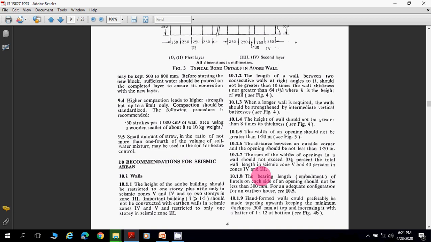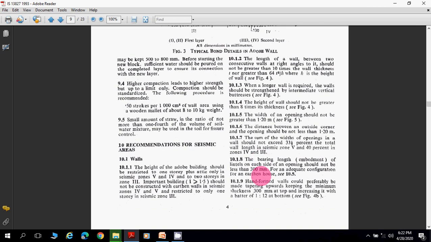The length of wall should be restricted to 10 times the wall thickness, or it should not be greater than 64 t squared by h, where t is the thickness of wall and h is the height of wall. This is the recommendation. If a longer wall is required, then the wall should be strengthened by providing intermediate vertical buttresses. The height of wall should be restricted to 8 times the thickness of wall, and the width of opening should not be greater than 1.2 meter.